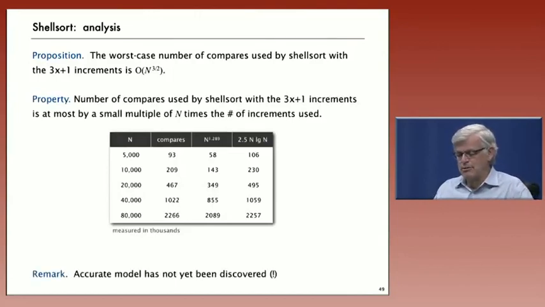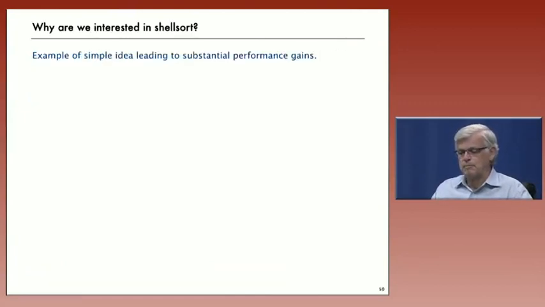The problem is, nobody knows an accurate model for describing the number of compares taken by Shellsort for any interesting increment sequence. They seem to be a small multiple of n times the number of increments used, which is some multiple maybe of n log n. But nobody's been able to find an accurate model that proves that for any interesting increment sequence for Shellsort.